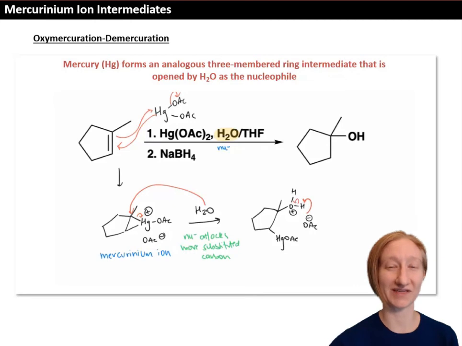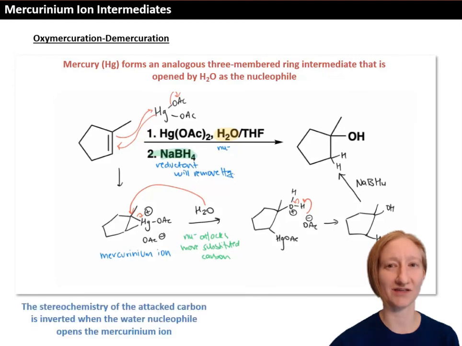A base will deprotonate the hydrogen on the cationic oxygen to give the neutral alcohol. And in the final step, the sodium borohydride reagent releases the mercury and replaces it with a hydrogen. Just as we saw with the ring opening reactions of bromonium ions, here also the stereochemistry will be inverted when the water nucleophile opens the ring.